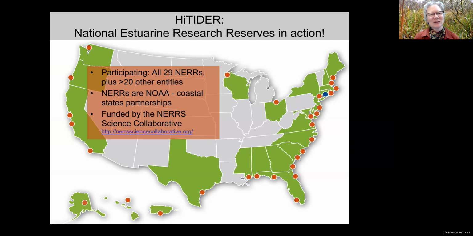We have all 29 of the reserves participating. Those are the red dots on this map, and over 20 other organizations. So it's a big collaboration. And as you probably know, the reserves are partnerships between NOAA and the coastal states. And this particular project is funded by the NERS Science Collaborative.